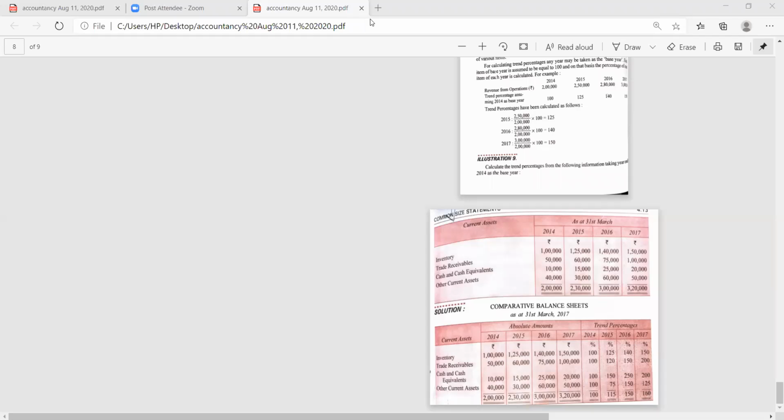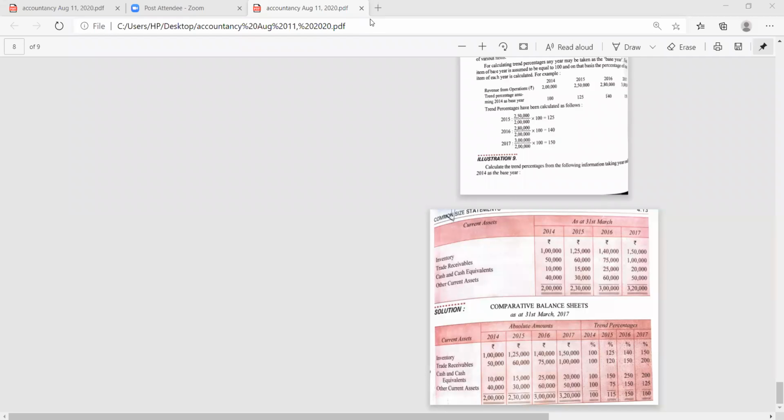Ma'am, calculate tax in comparative statement of profit and loss. Beta, I just sent you a reply on WhatsApp yesterday. It is to be calculated on profit before tax. Whatever the profit is earned by the company, the tax is to be calculated on that.